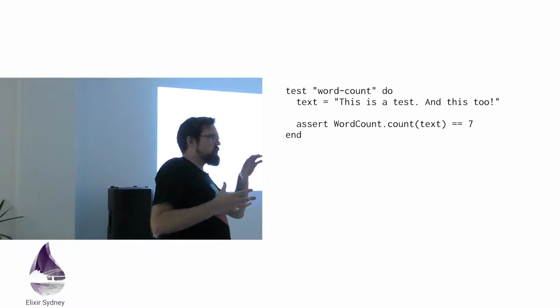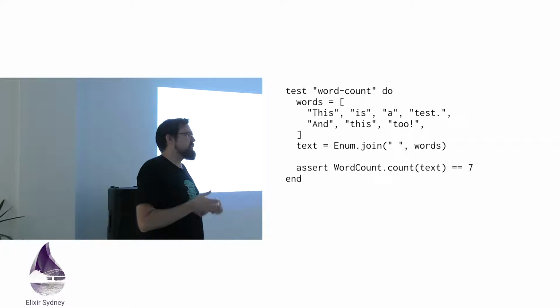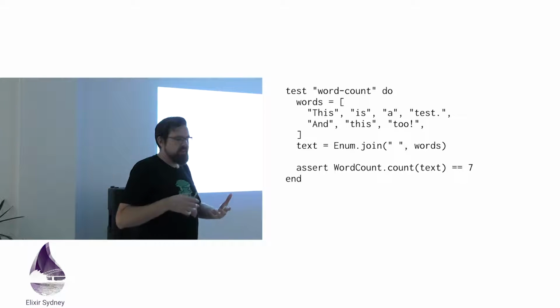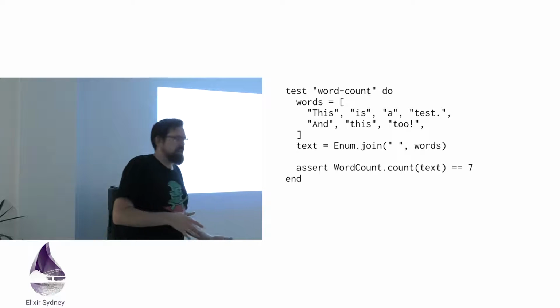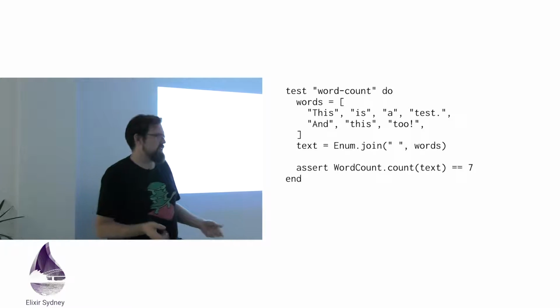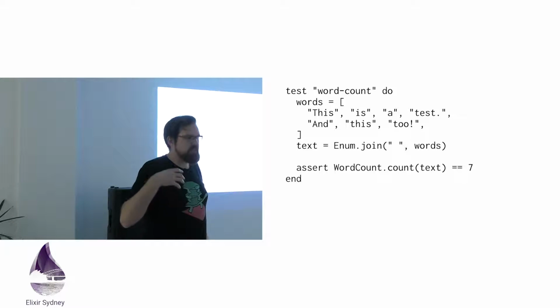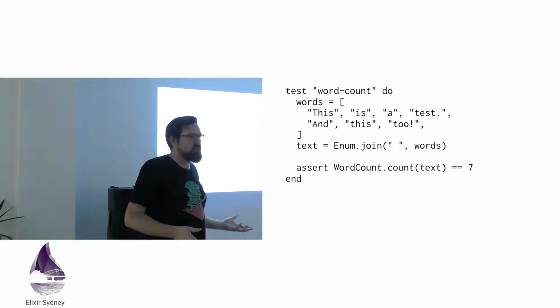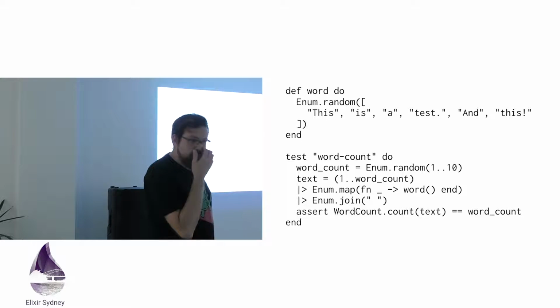So let's reform this a little bit. We say we have a group of words, and the text is made up of these words joined together with spaces. Then we give it to the word count function and it comes back as 7. It's exactly the same as before, it's just that we've decomposed it, pulled apart some bits of our data that we're going to feed to our function to make our assertions with. So we can pull that apart even further.